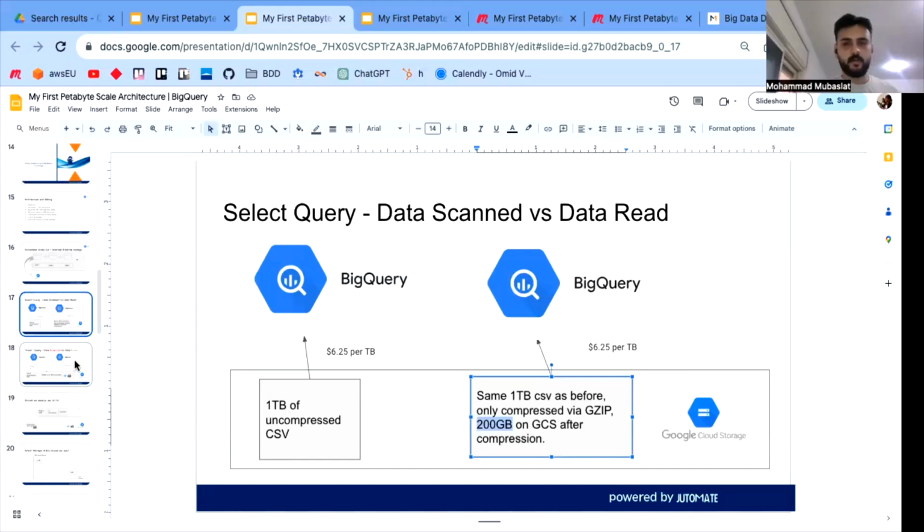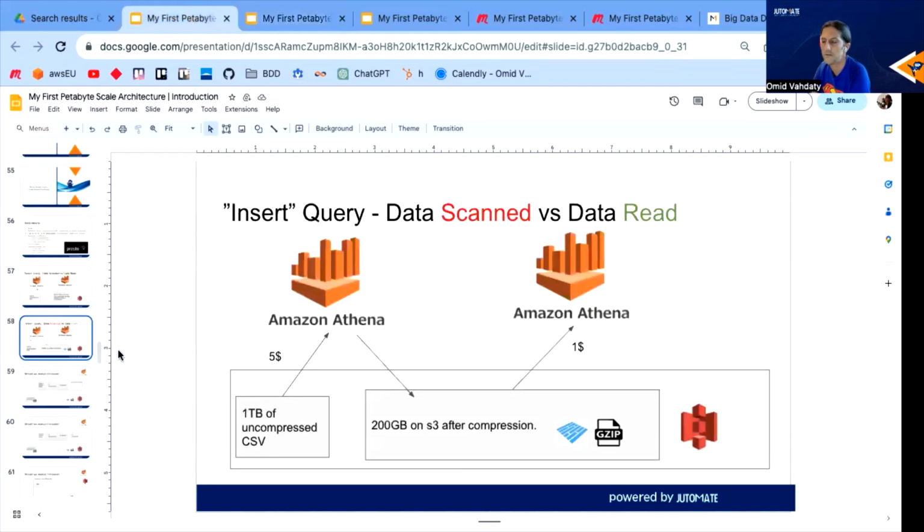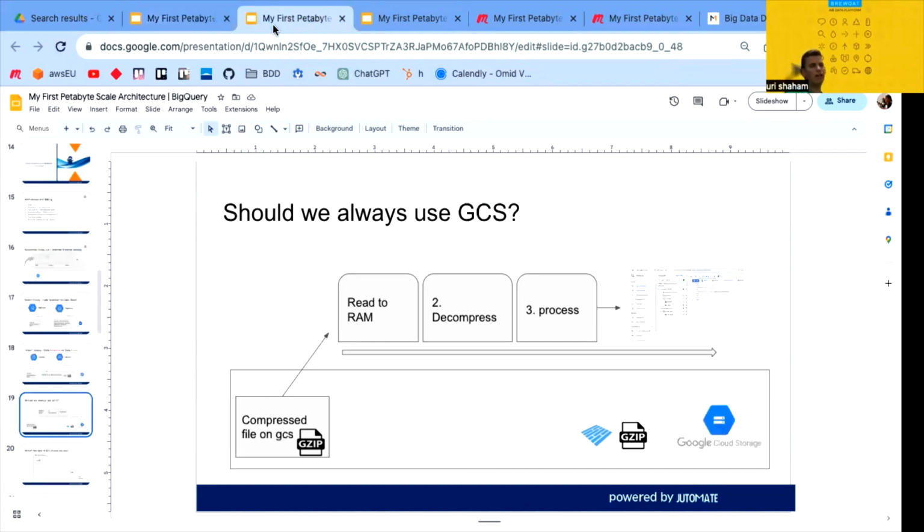You mean that BigQuery will decompress the data before processing? Both will do it. If you remember, both take the data, compressed or uncompressed, they read it, decompress if they have to, process, and show results. Same goes for Athena. Whether or not you decide to compress is entirely dependent on what we discussed. Yeah, but naturally on GCP I will have less motivation to compress.